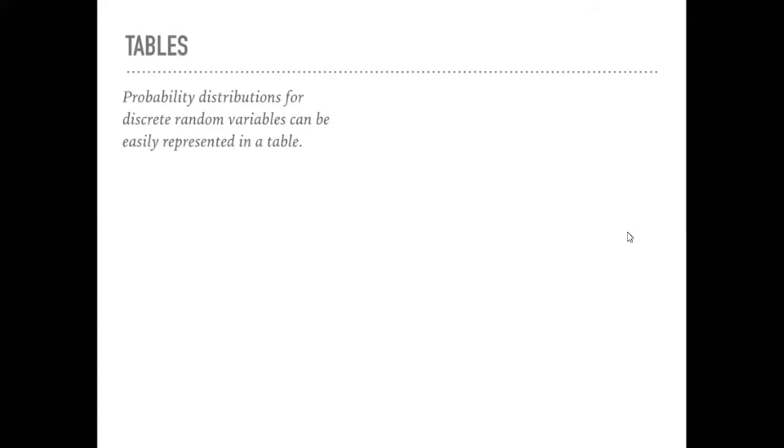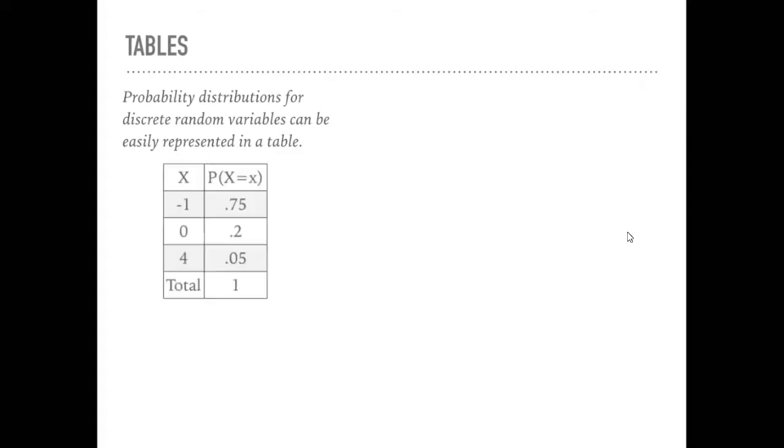Probability distributions for discrete random variables can easily be represented with a table. In this table, we see that we have a capital X, which means these are the random variables, the things that it can assume, and the probability that it equals each of the different ones. So the probability that the random variable equals -1 is 0.75. The probability the random variable equals 0 is 0.2. The probability the random variable equals 4 is 0.05. And notice that these probabilities should add up to 1.